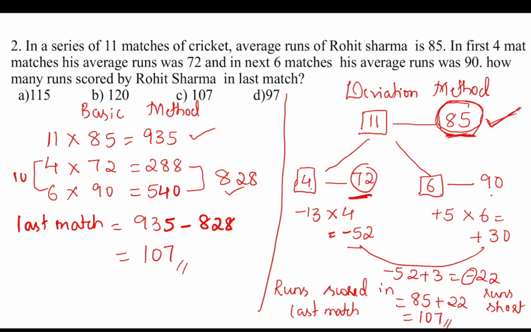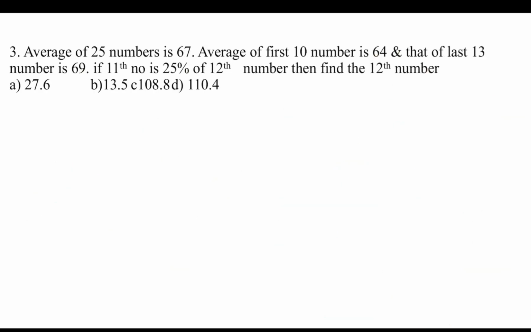Now going to the next problem. Average of 25 numbers is 67. Average of first 10 numbers is 64 and that of last 13 numbers is 69. If 11th number is 25% of 12th number, then find the 12th number, they are saying.